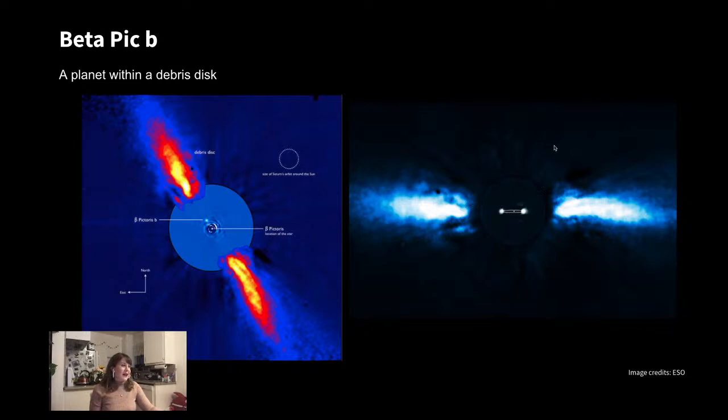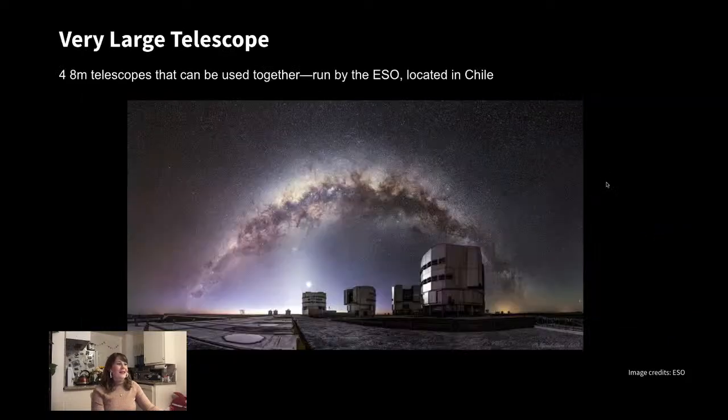In this image on the right, this is actually two images of Beta Pic, at different times, stacked on top of each other. So you can see, in one of these images, we've seen Beta Pic b on one side of the star, and we've also seen it go all the way around to the other side in its orbit. So we can very clearly see this white circle is what its orbit would be. And that image was from the Very Large Telescope. These are four 8-meter telescopes that can actually be used together. It's run by the European Southern Observatory, and it's also located in Chile.